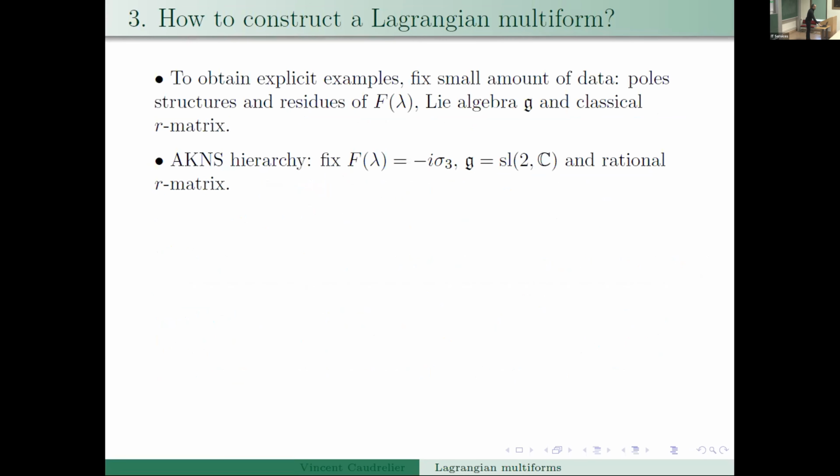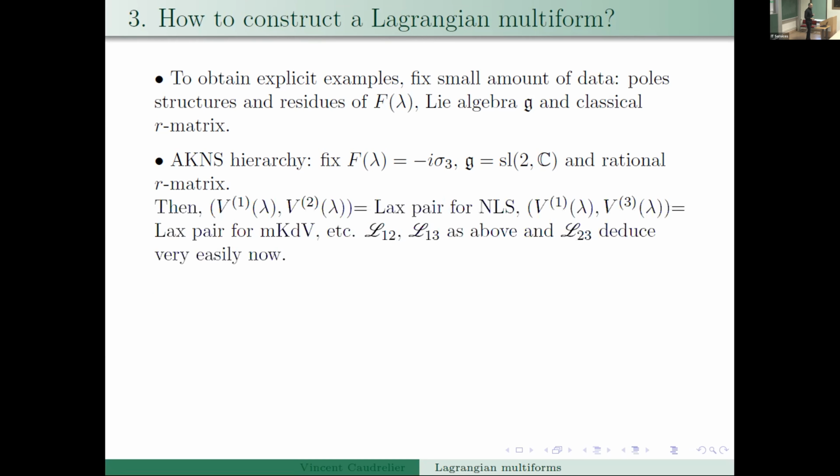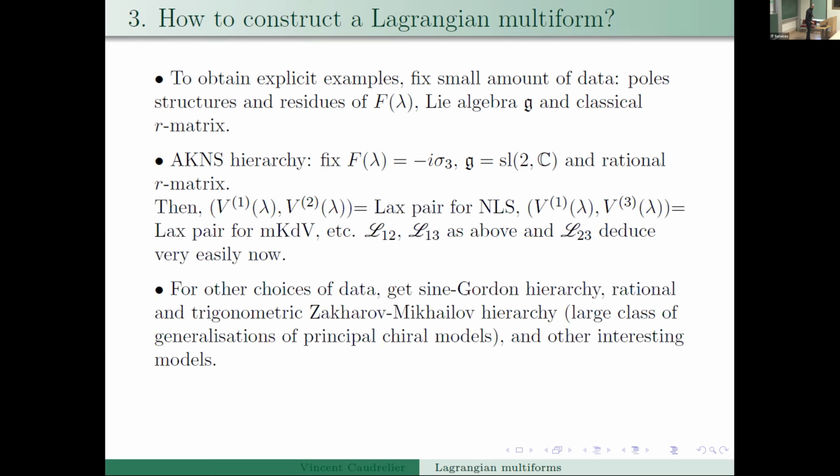How do you construct the examples? You fix a small amount of data. Fix this function f, so your bare Lax pair with poles. Fix your Lie algebra, fix your classical R matrix, and then spit out models. So you can do the AKNS, that's the simplest example. Then you recognize the theory. Reproduce the sine-Gordon hierarchy, some rational and trigonometric Zakharov-Mikhailov models, which are a large class of generalizations of principal chiral models, etc., etc. So it's sort of plug and play. You can construct whatever you like, and every time you get the whole hierarchy.